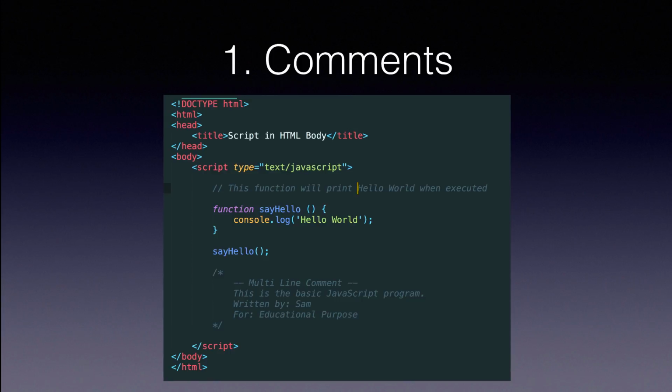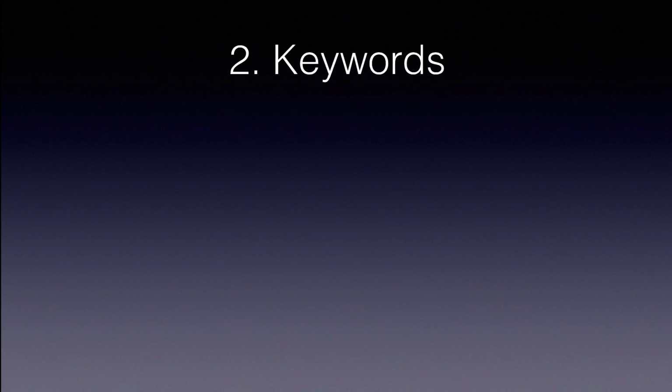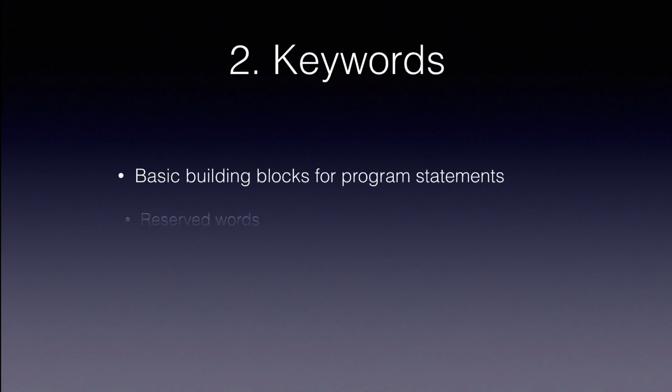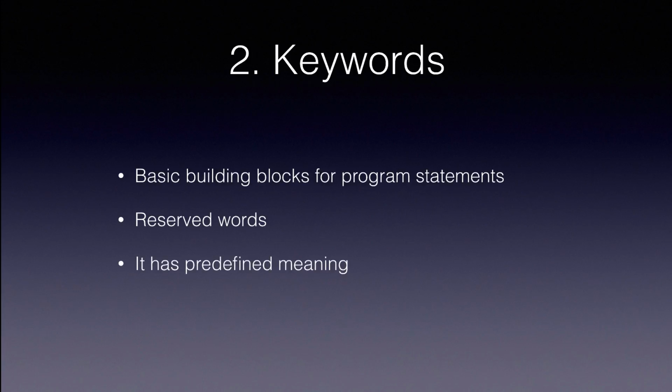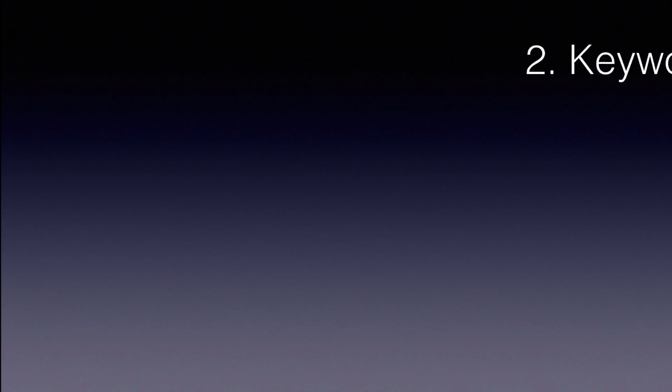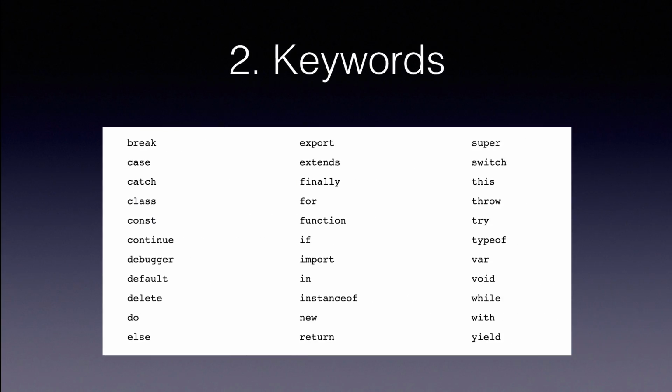Next, keywords. Keywords are the basic building blocks for the programming statements. These are reserved words, so you are restricted from using these keywords for your variables, arrays, functions, and objects. These keywords have standard and predefined meaning which cannot be changed. These are all the available keywords in JavaScript. We will use these keywords while we write a program.